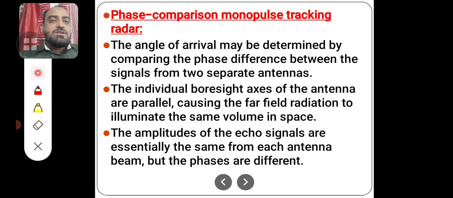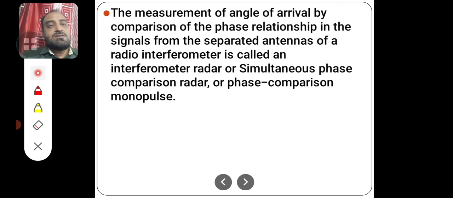And we will neglect the amplitude of the two echo signals, which are essentially the same from each antenna, but the phases are different. We neglect the amplitude variations because both the antennas will be very near to each other, and because of this the echo power received in the two antennas will be almost the same. So we neglect the amplitude difference. We consider the phase difference in the two antennas.